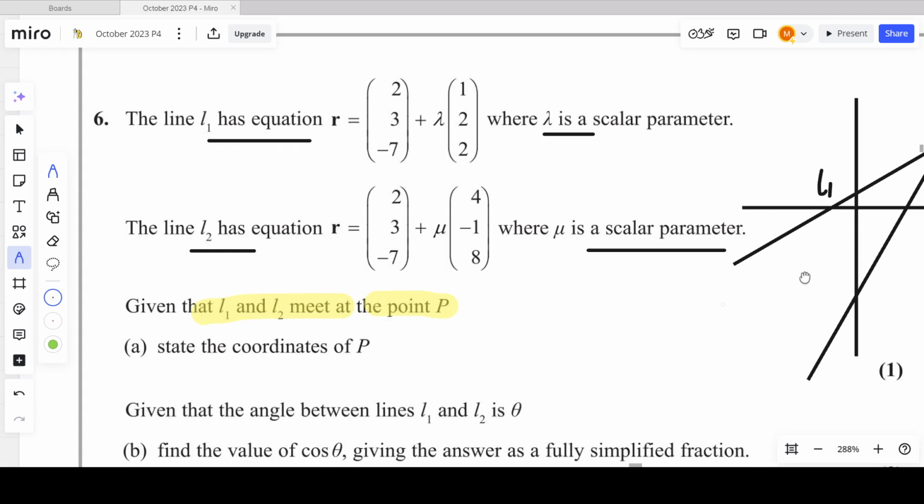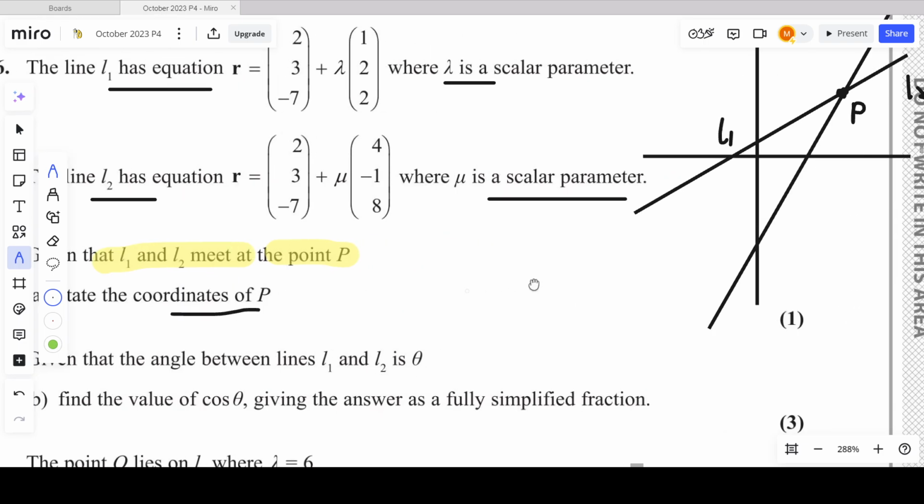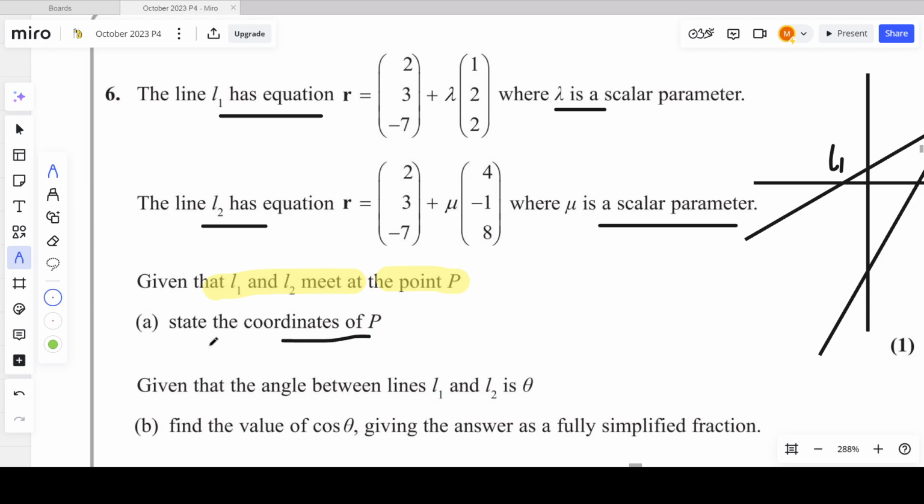At first they are asking: state the coordinates of point P. Now, after seeing this question, you might consider that we should equate the two equations of the lines, get the values for lambda and mu, and then get the coordinates of point P. But don't go for that. Since they asked us to state, we need to just state. It is just for 1 mark. So how can we state the coordinates?